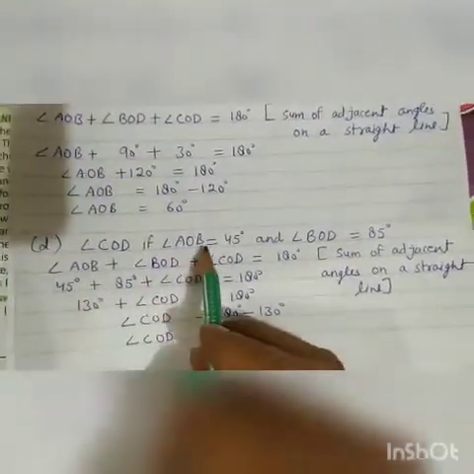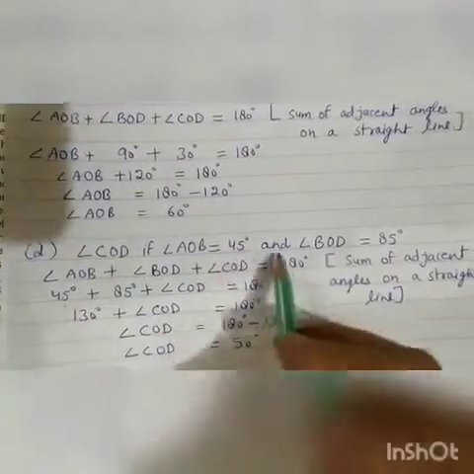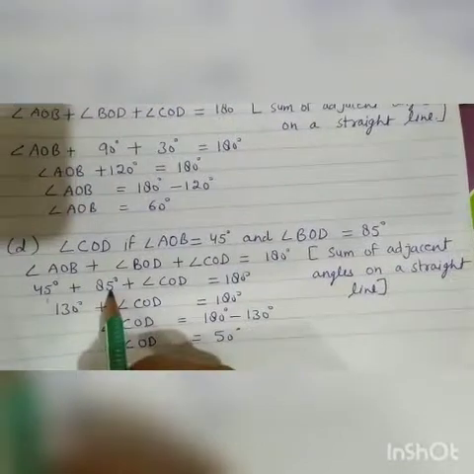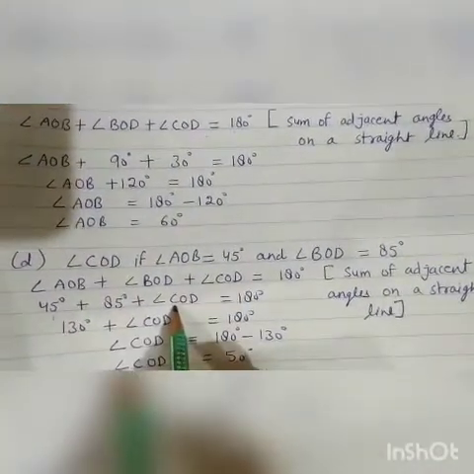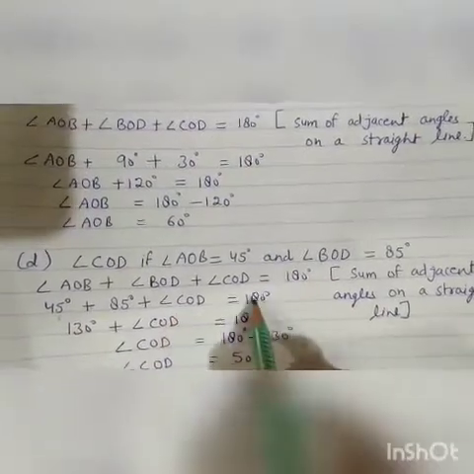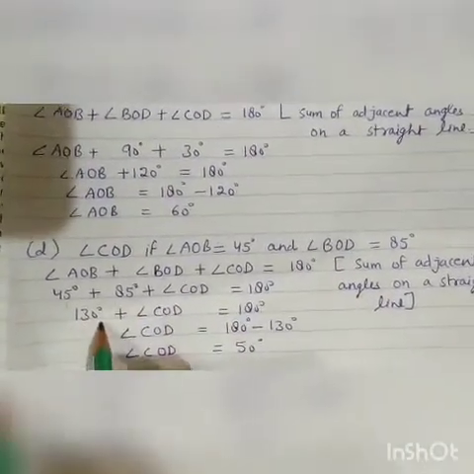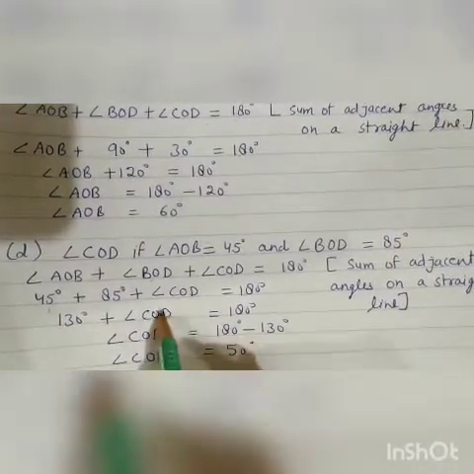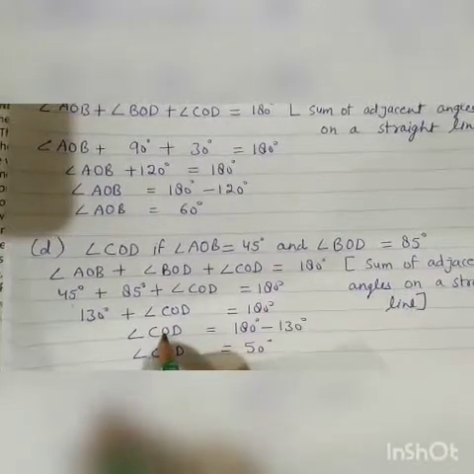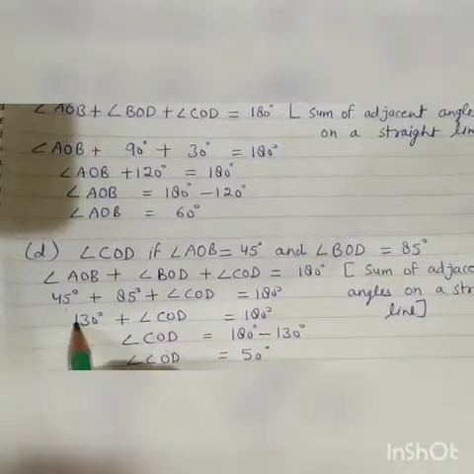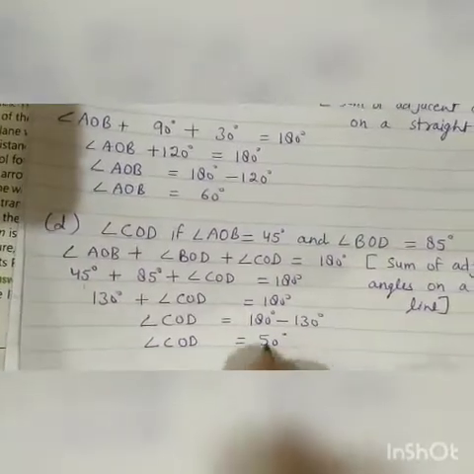So put the values. Angle AOB is 45 degrees plus angle BOD is 85 degrees plus angle COD, which we have to find, equals 180 degrees. Now 45 plus 85 equals 130 degrees, plus angle COD equals 180 degrees. Then angle COD is equal to 180 minus this 130. Angle COD is equal to 50 degrees.